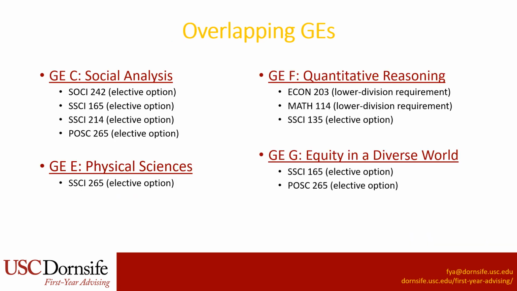There are also some overlapping GEs that will earn you major credit as well. You can see there's a variety of different elective options that you can take that will also fulfill one of your GE C requirements. There's also the Spatial Sciences 265 class as an elective, which will give you GE E credit. You will receive your GE F quantitative reasoning requirement with the lower division requirements for the major. And there are also a couple of electives that will give you GE G, Equity in a Diverse World credit as well.